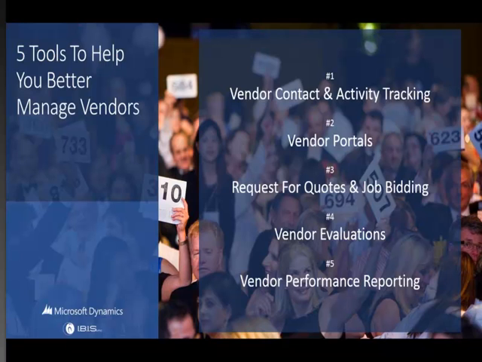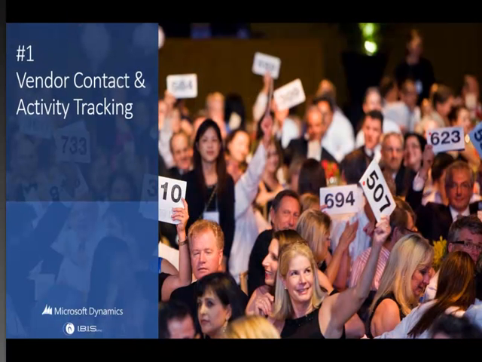Then I'm going to talk about vendor evaluations, because we can start tracking how you're interacting with the vendors and how good the vendors are, again a standard feature within the system that you can use. And finally, I'll show you some of the vendor performance reporting, because there's a lot of business intelligence built into the system that you can take advantage of out of the box and start getting some really nice dashboards out of the system. So we're going to start off and look at the first tool, which is really a great place to start, and that's the vendor contact and activity tracking.